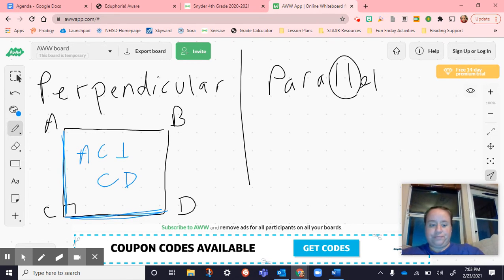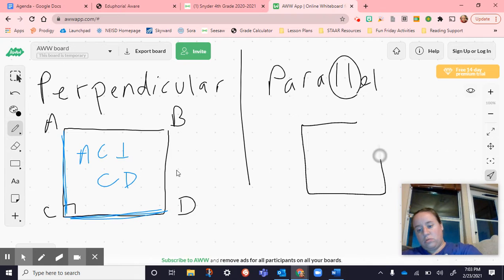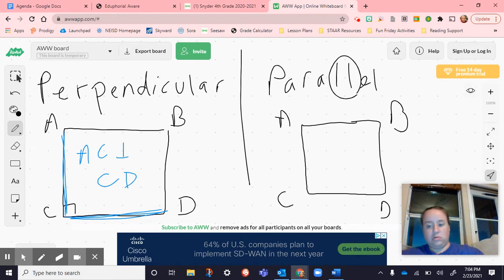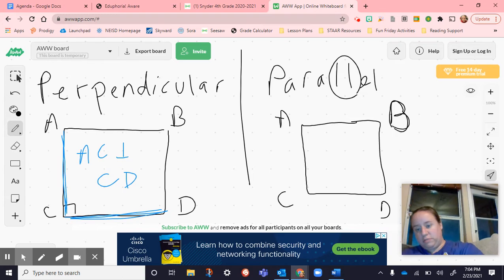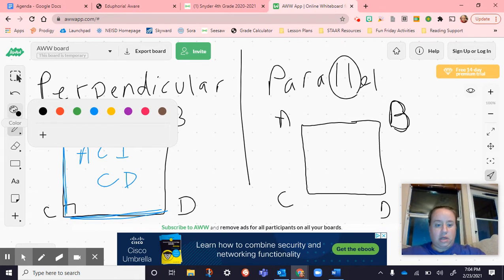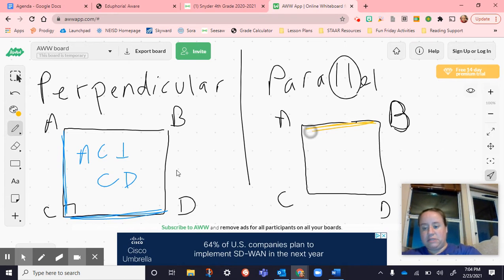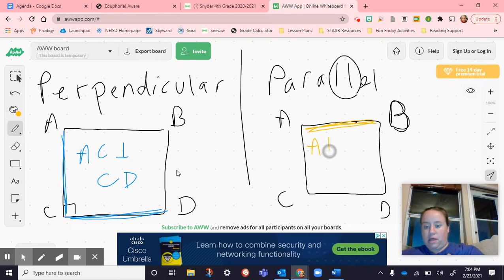Then parallel, if you have a shape, and let's call this A, B, C, and D. You can look for those opposite sides. So remember, we want two lines or line segments here that are opposite. If I'm talking about AB, the line that's opposite of AB is CD. So this one is opposite.